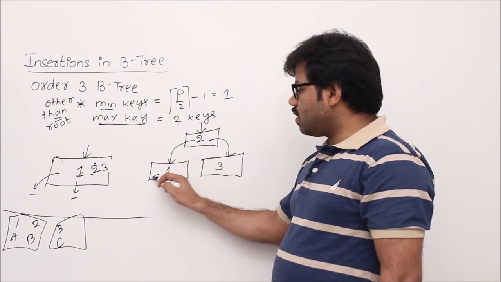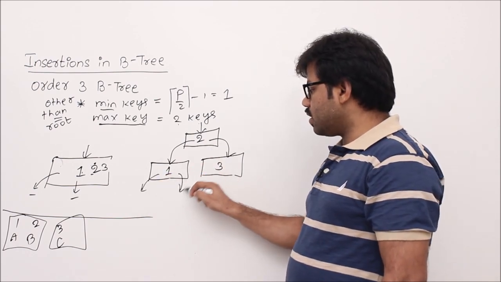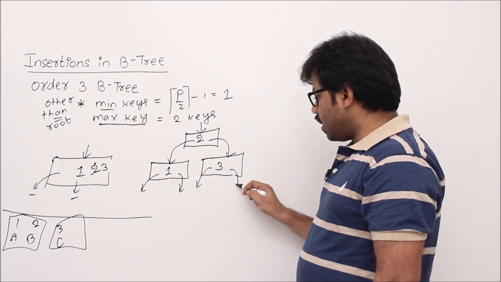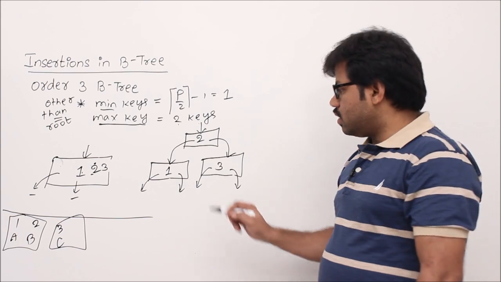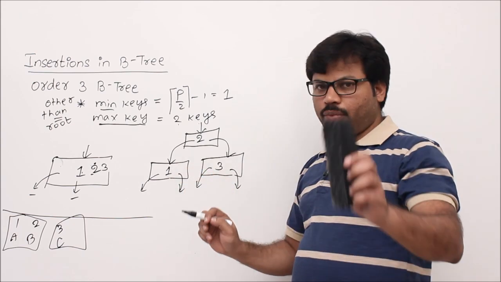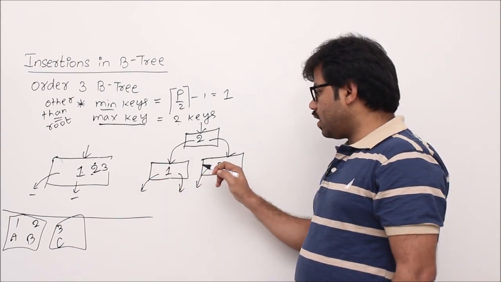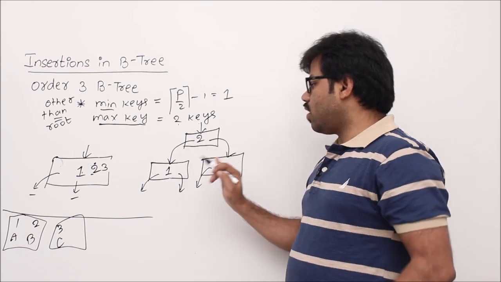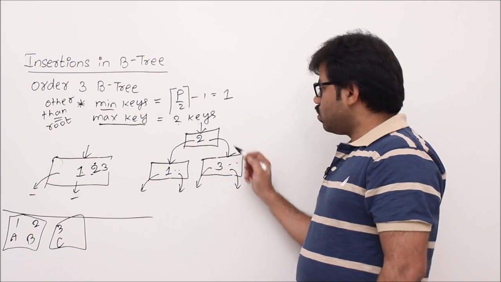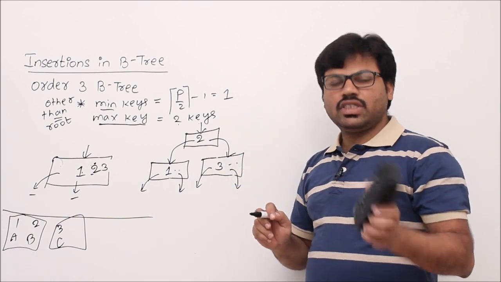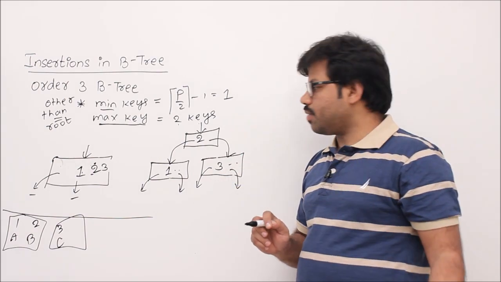Now remember here, 1's left is null, 1's right is null, 3's left is null, 3's right is null, 2's left is the node with 1, 2's right is the node with 3. I am not showing record pointers, but 1 has a record pointer, 3 has a record pointer, 2 has a record pointer. And one more thing, there might be some extra space also. So don't worry about that kind of physical restrictions. We will see that later.